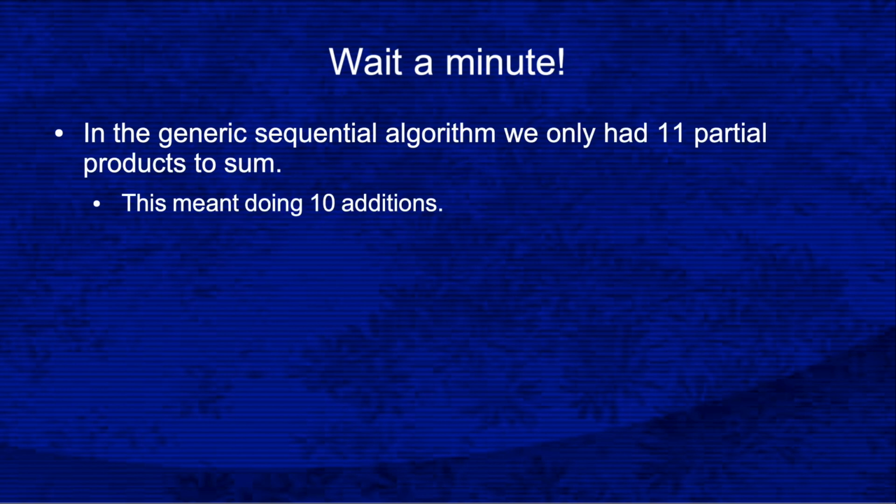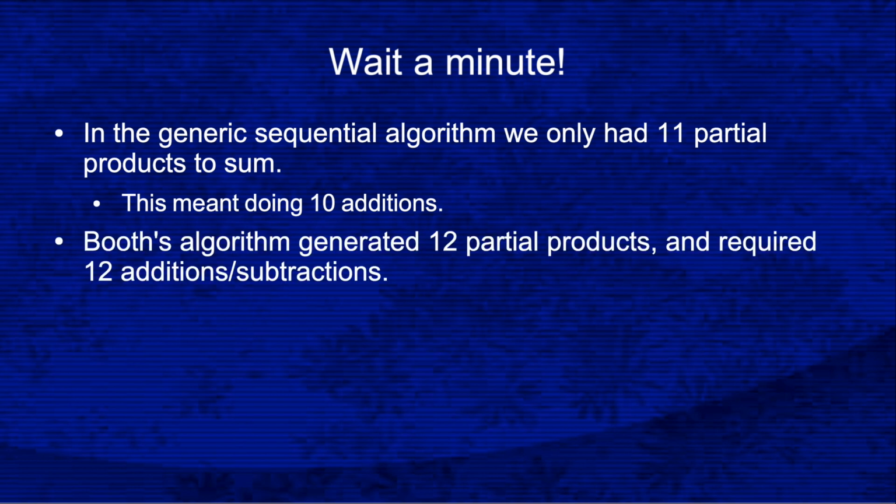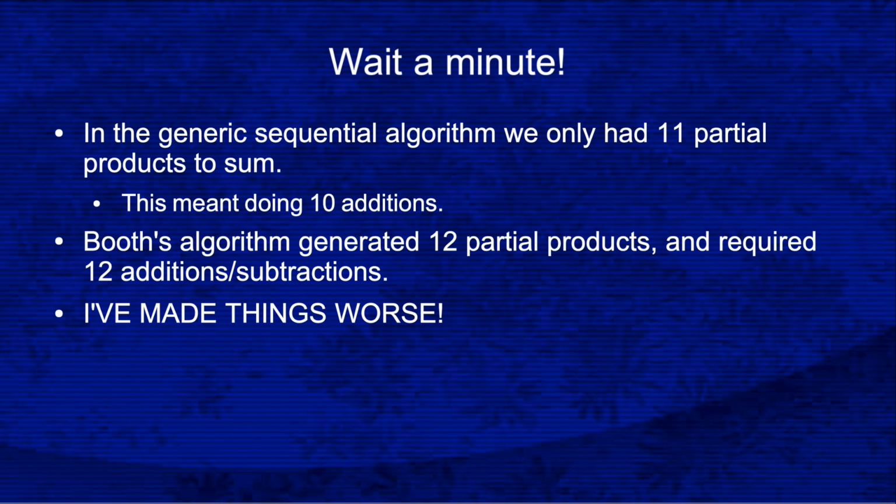The generic sequential significand multiplication circuit presented in an earlier video generated 11 partial products and required 10 additions. Now, as I've explained Booth's method, it is a sequential algorithm, and instead of summing 11 partial products, we had to sum 12 partial products. This means that as I've described it here, Booth's method is less efficient than the previous methods which I've described for multiplying two significands. However, I'm not done yet.